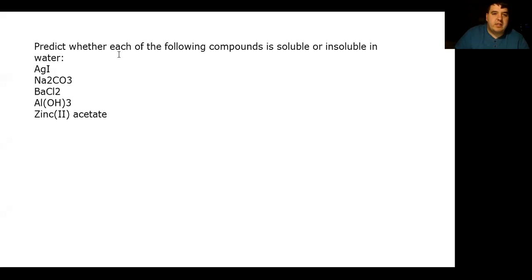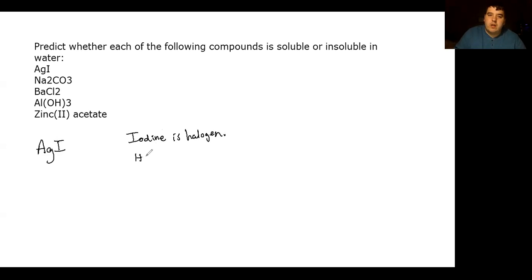So our very first example is going to be silver iodide. So that's Ag and then I. Now, to determine this, the first thing we want to look at is these two elements individually. Let's look at the iodine first. Iodine is a halogen. And the halogens are actually soluble. So halogens are soluble. But there is one exception to the rule with halogens.